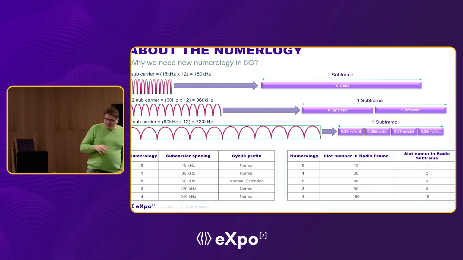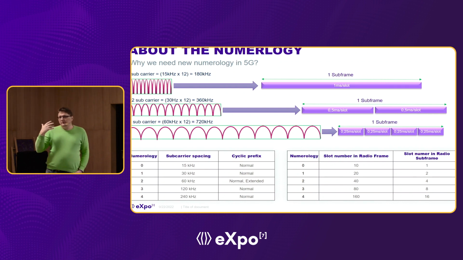So what is numerology? In 4G, we only use one numerology. That's why this topic was never brought up. Because to understand numerology, we need to understand how the signal is sent in telecommunication technology. So in telecommunication, we operate on two resources. We are operating on time and we are operating on frequencies.